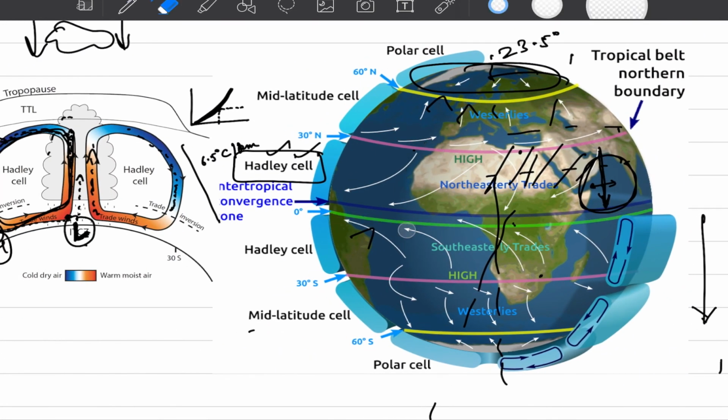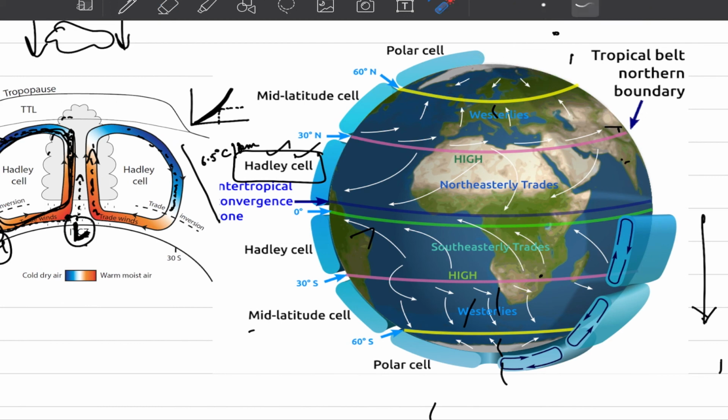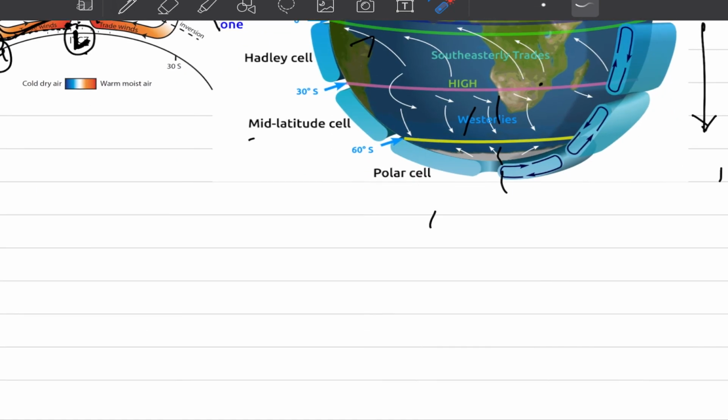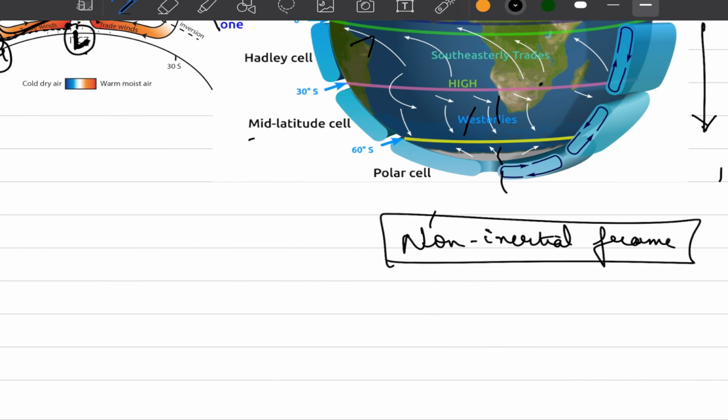Now, if Earth were not rotating, we would get these lines in form of a straight line. That means in the upper atmosphere, this air parcel will move in a straight line, and it will also come back in a straight line. However, it does not happen, because Earth is not only revolving around the sun, but it is also rotating. So what happens is that we are essentially dealing with a non-inertial frame. And the beauty of this non-inertial frame is that we are also standing on this non-inertial frame.